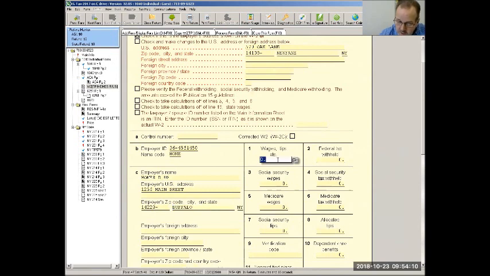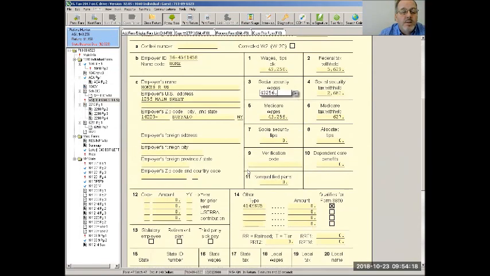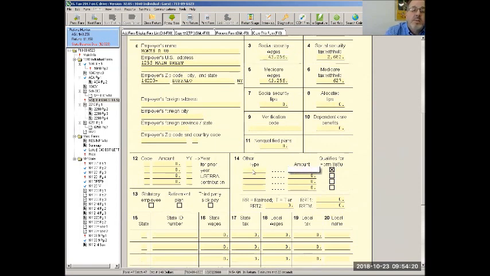Okay. And I have your income. You're not receiving any tips while you're doing this, are you? No. Okay. All right. Just making sure, because we have to declare that tip income if you're receiving tips.